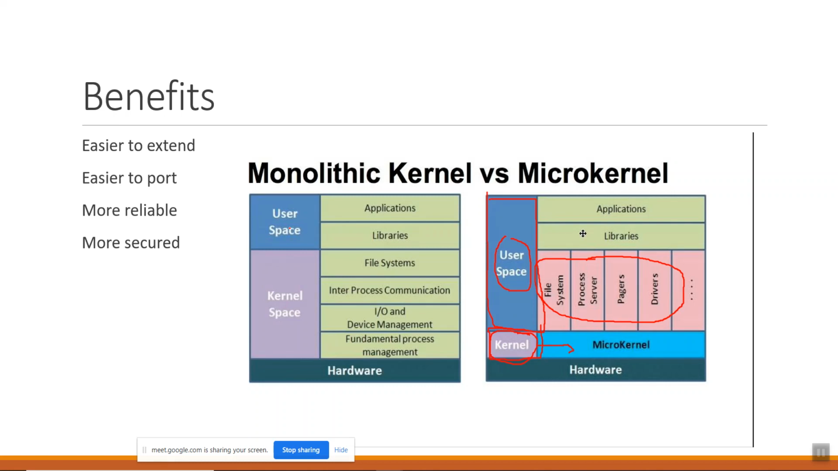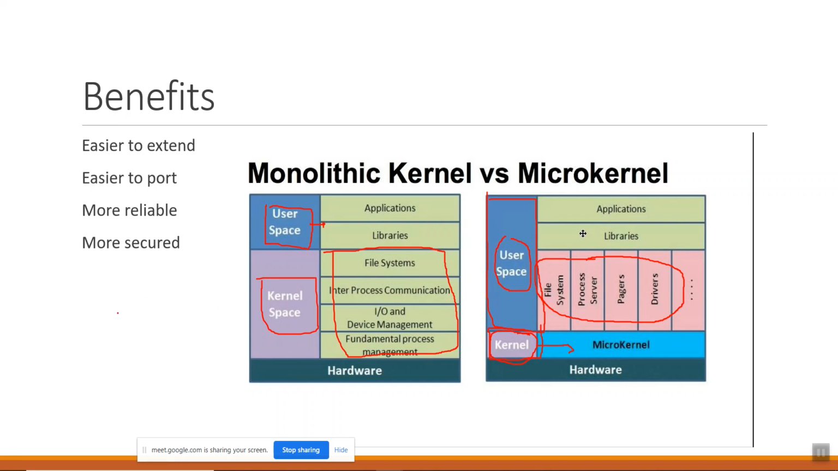And in the monolithic kernel you can see the user space is small, where only the application and library are, and in the kernel space everything is executed, like the file system, inter-process communication, input output management, and fundamental process management. So all these things are executed in the kernel space. This is the basic difference between the monolithic kernel and the microkernel. We will see the difference in more detail in the next few slides. But this is all about the microkernel.